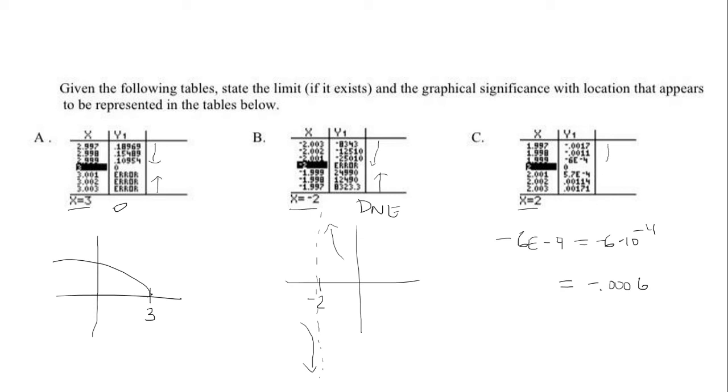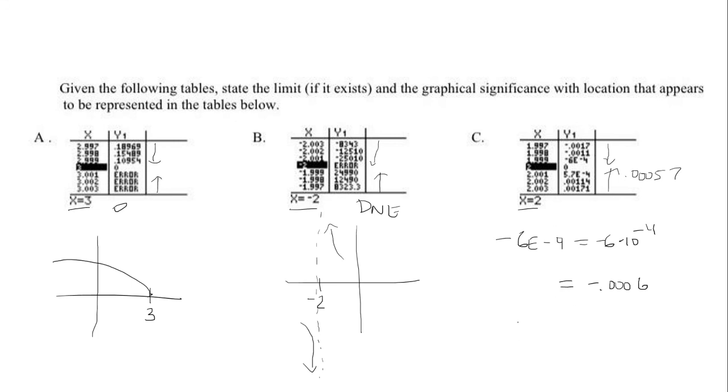So as we're approaching 2 from the left, we're getting smaller and smaller until we reach 0 at x equals 2. Similarly, from the right, we're getting smaller. We're going from 0.00171, 0.00114, and then 5.7 e to -4 is just 0.00057, which is smaller than the previous value. So from the right, it's approaching 0. From the left, it's approaching 0.